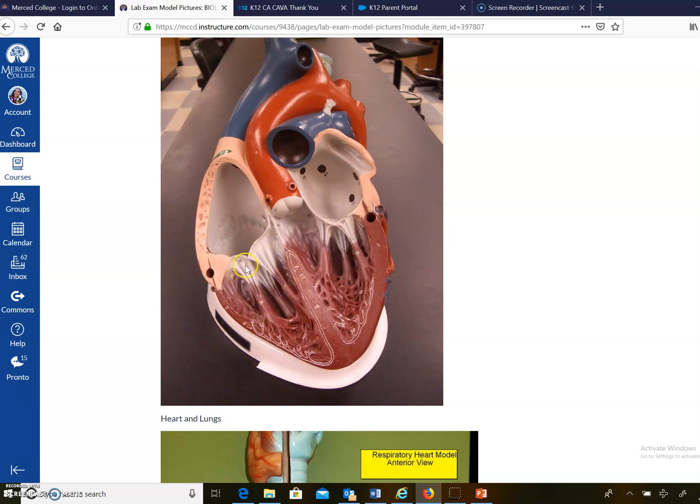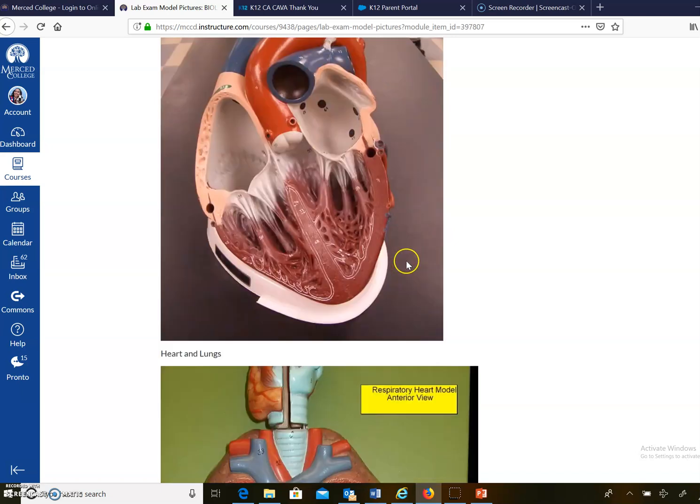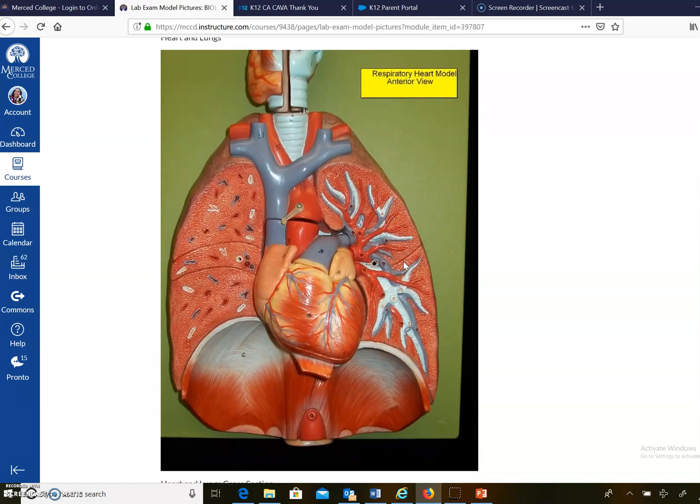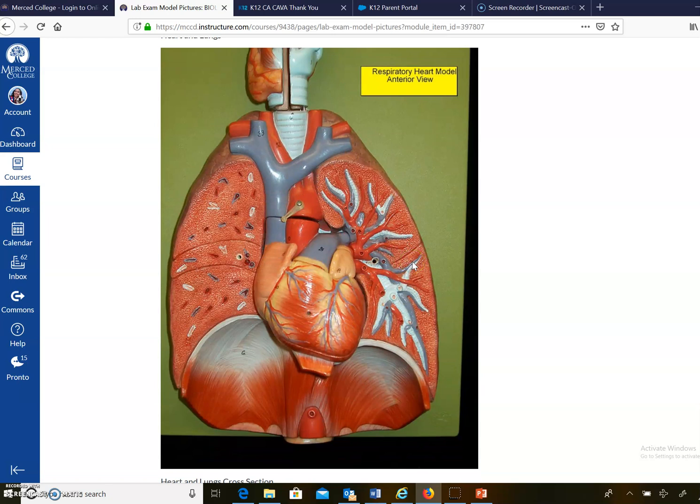So these are tricuspid valves. The semilunar valves leave the ventricles.